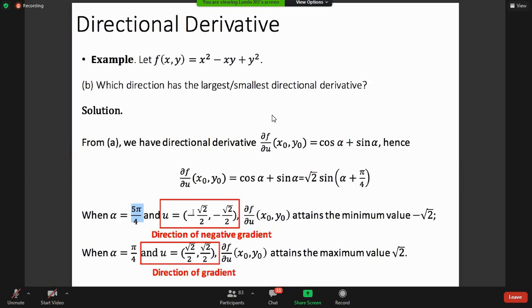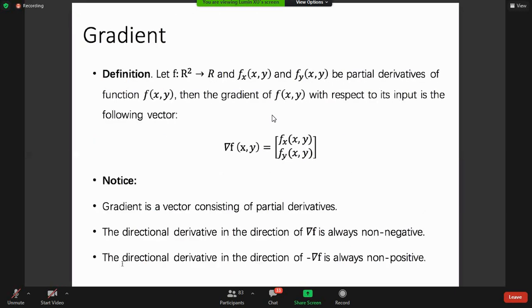And now the unit vector should be like that. I mean the direction. And also we can also get the maximal value when alpha equals pi divided by 4. Good. Okay. As time is limited, I have to be quick.